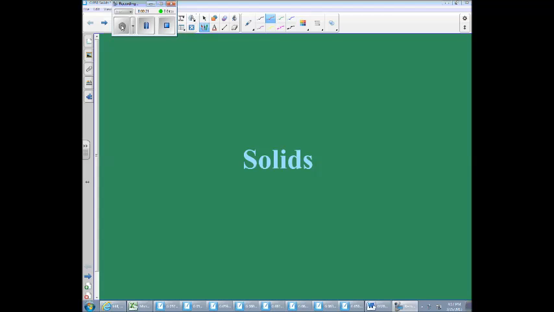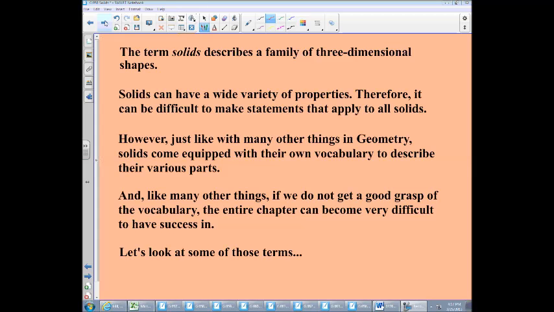Okay, so the first thing we talked about, and this was way back before spring break, is the brand new term solids. Solid was a new term to us, and basically what we discovered was that the word solid was just a catch-all term that dealt with the family of three-dimensional shapes. And we said solids could have a whole bunch of different properties, so it was difficult for us to make just blanket statements that applied to all solids.